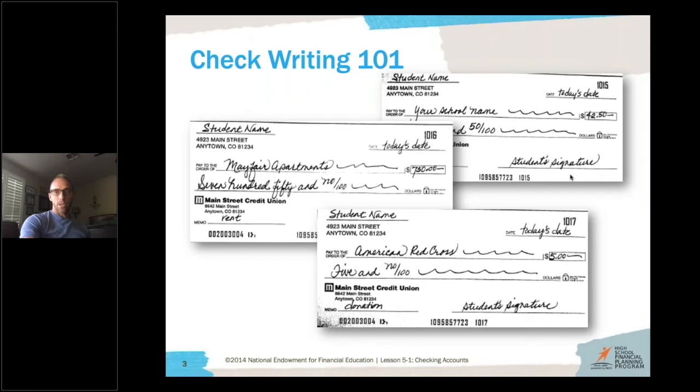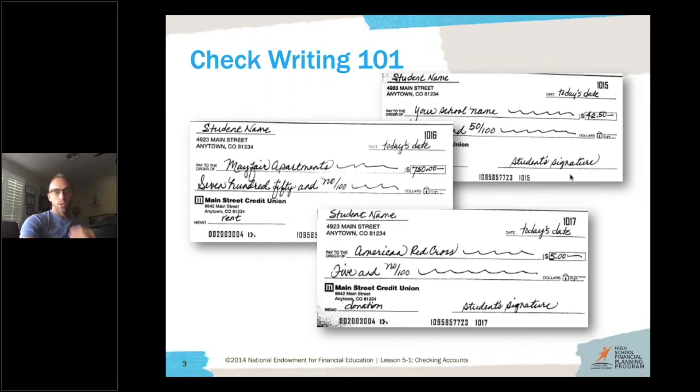Okay, so nothing could be added to this. This is made out to Mayfield Apartments, 750 and no 100s. Okay, so there's no change on this one, so they put no over 100. You could also do 00 over 100, or you can just leave that blank and just draw the line all the way from the 50 to the end. So 750, squiggle line right at the end of the 50 all the way to the end.